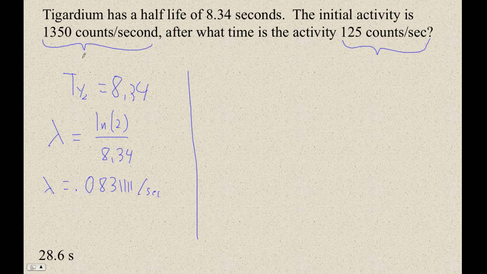Now, rather than deal with activity, I'm just going to say that this is how much stuff we've got to begin with, and that's how much stuff I end with, right? I'm going to say end. The amount now is equal to the amount to begin with, e to the minus lambda t, right?